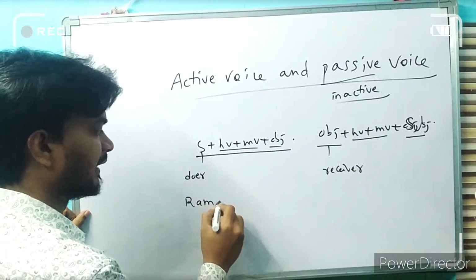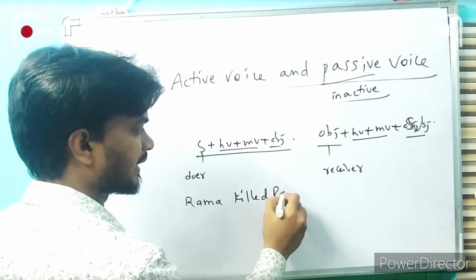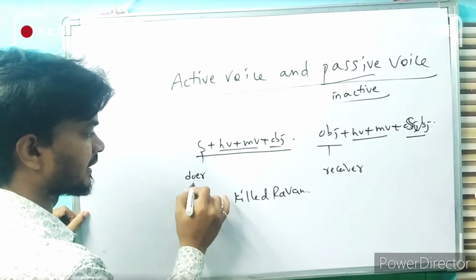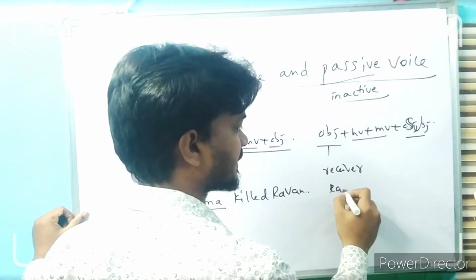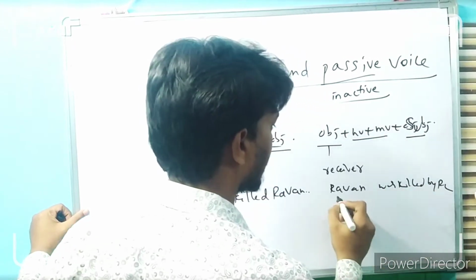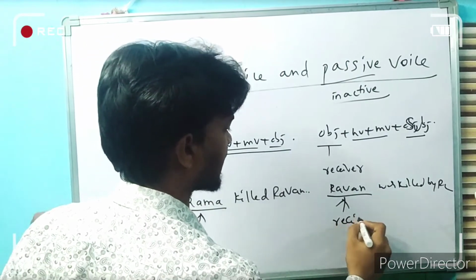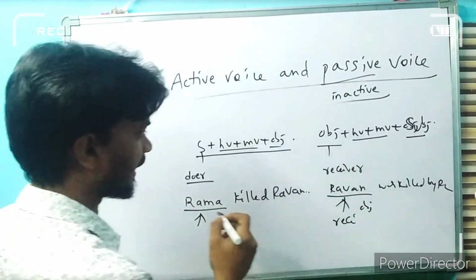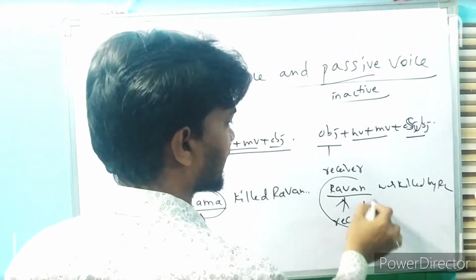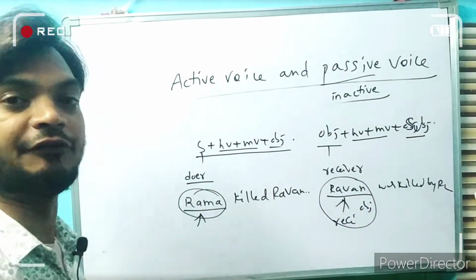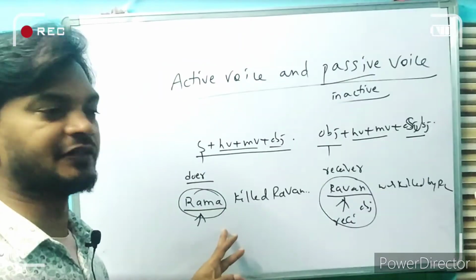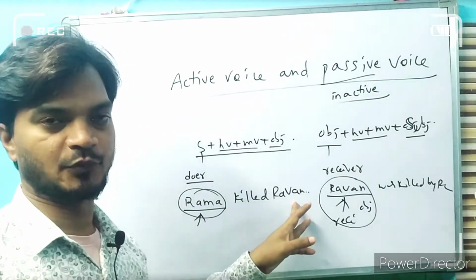See, Rama killed Ravana. This is an active voice sentence because Rama is the subject, I mean the doer. Ravana was killed by Rama. Here, Ravana is the receiver of the action, I mean the object. Here, I began the sentence with Rama, whereas here, I began the sentence with Ravana. But there is no difference in meaning. So both sentences tell that Rama is the doer of the action and Ravana is the receiver of the action. Okay, fine.